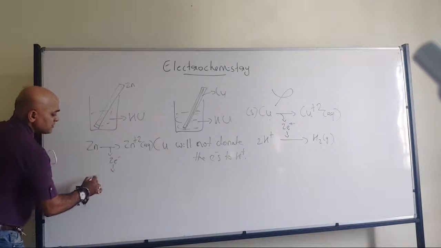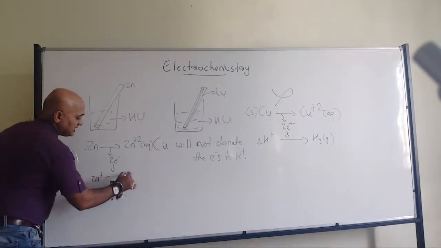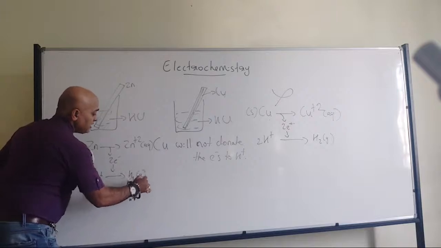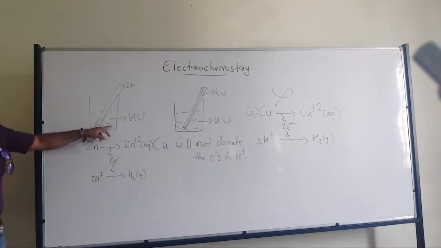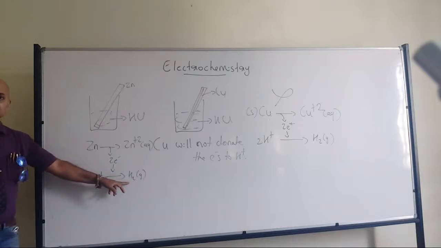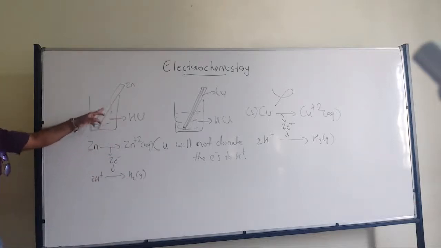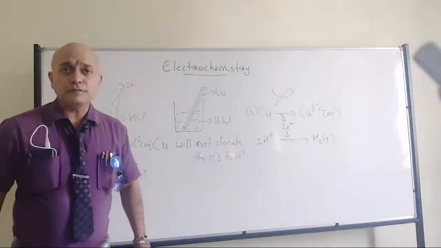These 2 electrons will be taken by the H plus, which will become hydrogen gas. So what is the net result? The concentration of HCl will decrease, or the acidity is going to decrease. There will be liberation of bubbles due to the liberation of hydrogen gas. That is one thing. And there will be a decrease in the size of the zinc rod. That's what we can assume.